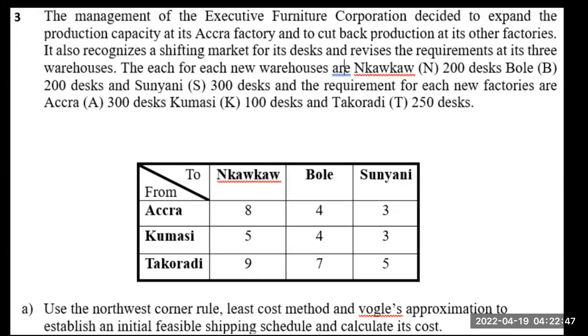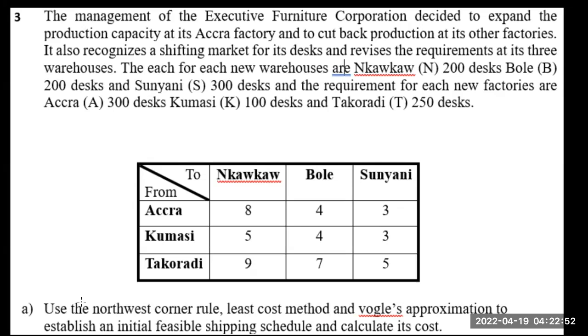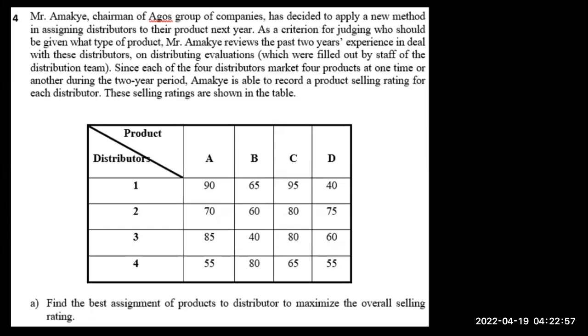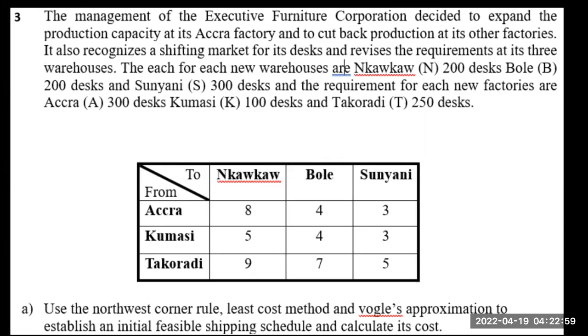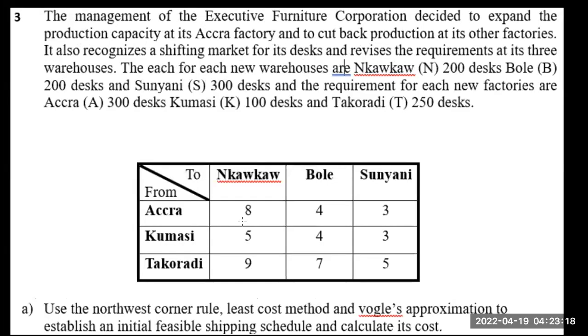Let's look at the second question. The second is an assignment problem. I think it's also a transportation problem, with products and distributors: find the best assignment of products to distributors. But they're all under operations research. So let's begin with question 3.